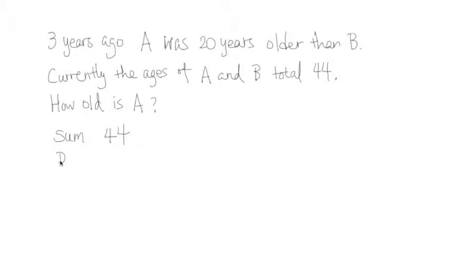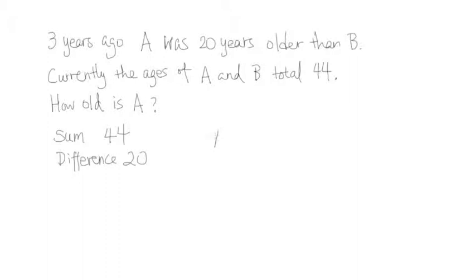And the idea is that the difference is simply 20. Well, here, even though we say 3 years ago A was 20 years older, currently, 3 years later, A is still 20 years older than B because they both grow by 3 years. The difference doesn't change. So this is very similar to the previous problem where the difference remained the same. So now we know sum and difference and we use the standard method for sum and difference.